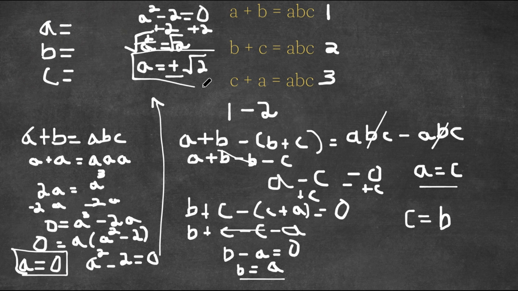So we get this. And because a is equal to b and c, this is also the same for b and c. B and c are also equal to 0 and positive and negative square root 2. So 0 and positive negative square root 2 for all of them. And that's our answer.